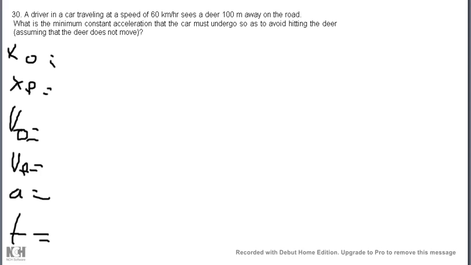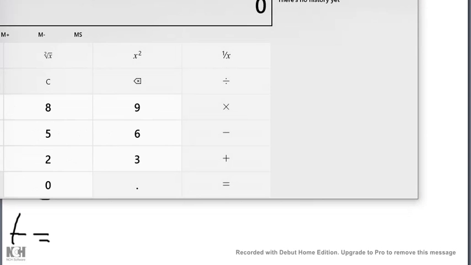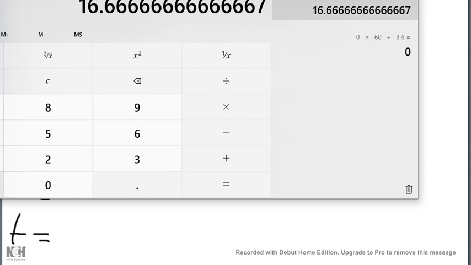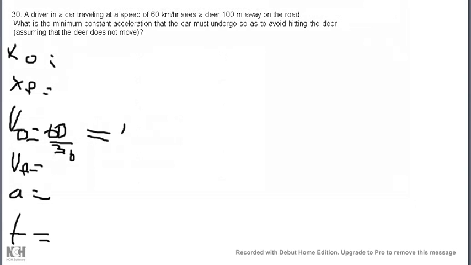Traveling at a speed of 60 kilometers per hour. So that means he's going 60 kilometers per hour. Since it says 60 kilometers per hour, go ahead and divide by the magic number 3.6. 60 divided by 3.6 equals 16.67, because you know we're at two decimals. So that becomes 16.67 what? Meters per second.